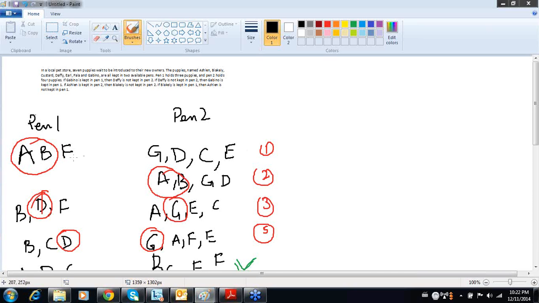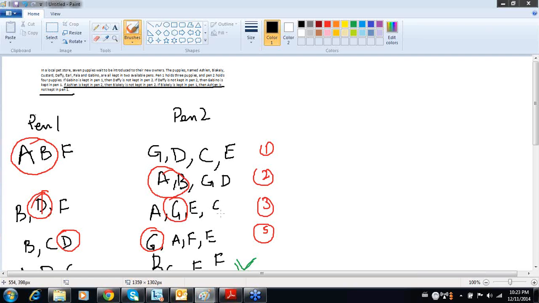A, B and F are together, that means A and B are together. So that does not satisfy our condition here, because A and B cannot be in the same pen. It is written, if A is kept in pen 2, B is not kept in pen 2, and if B is kept in pen 1, then A is not kept in pen 1. So this condition is not satisfied. Now, second, they are saying A, B, G, D are in pen 2. Here A and B are kept together in pen 2. So this is not satisfying again. So this is not correct.